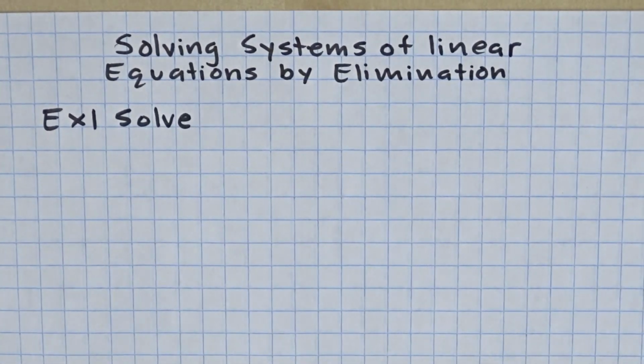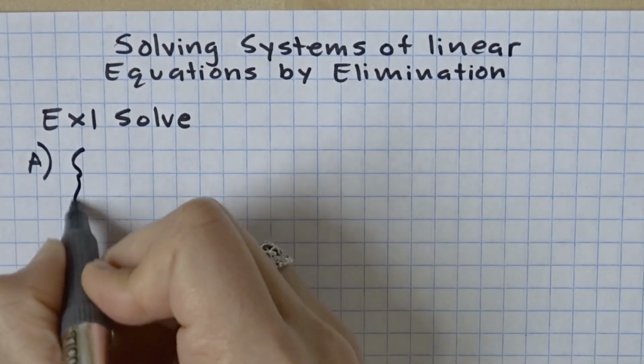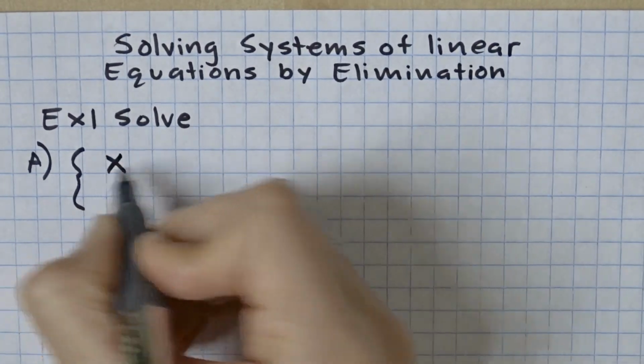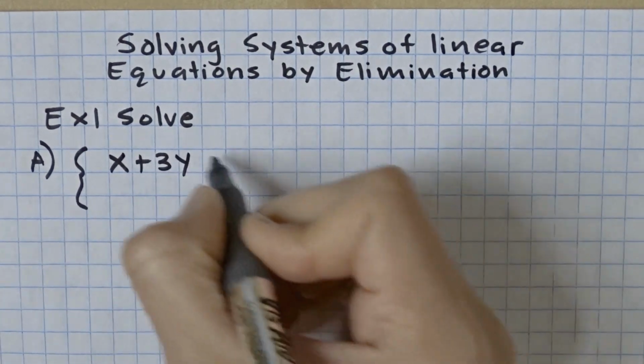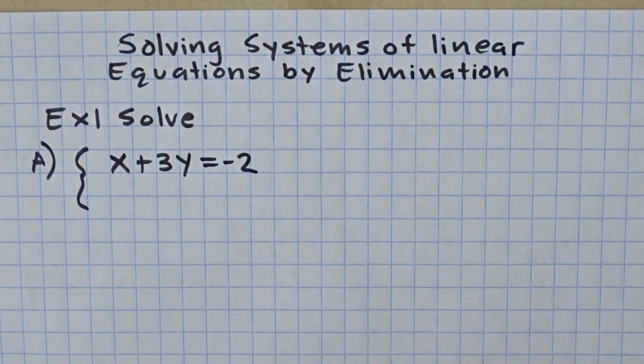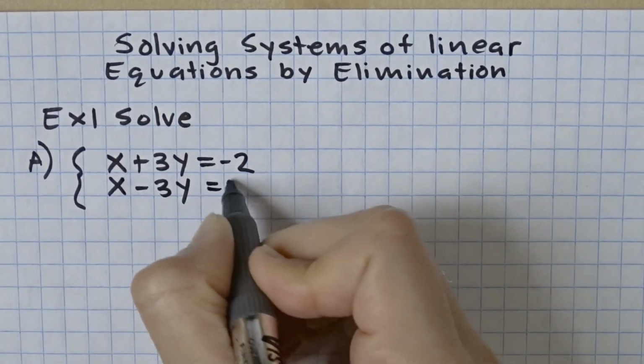And the same instructions are to solve this, meaning we're trying to find the intersection point. So this time I have x plus 3y equals negative 2. And then I have x minus 3y equals 16.